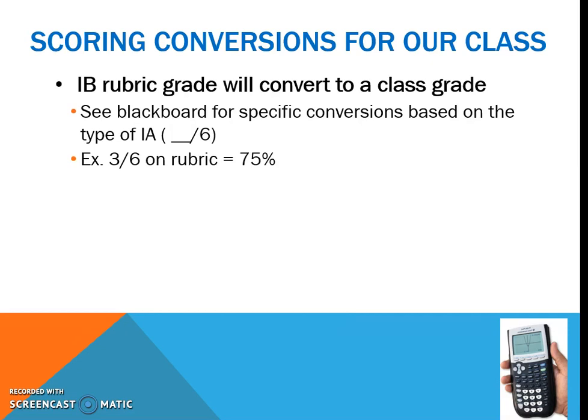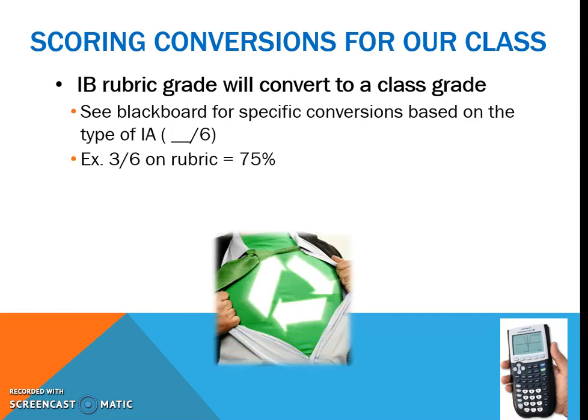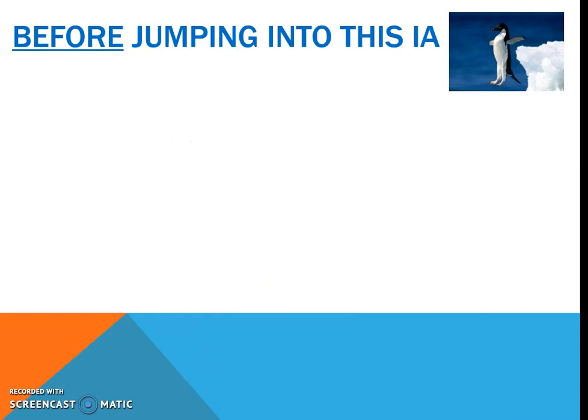So let's now talk about the different parts of the IA, starting with the sections we're focusing on here at the beginning of the year. Let's be superheroes. Let's go. Before jumping into the IA, we need to start thinking about what variables we're going to manipulate for our field work, because we need to generate our research question.